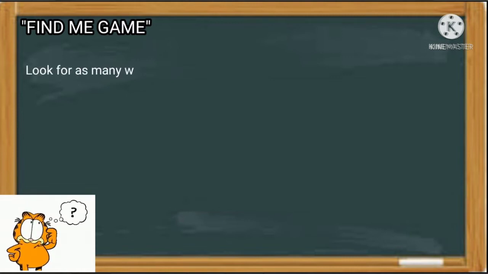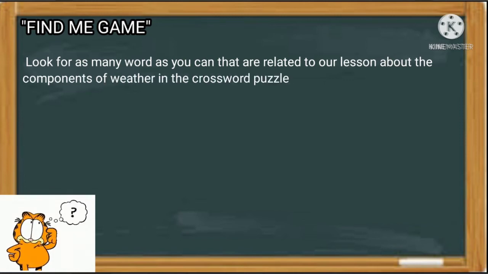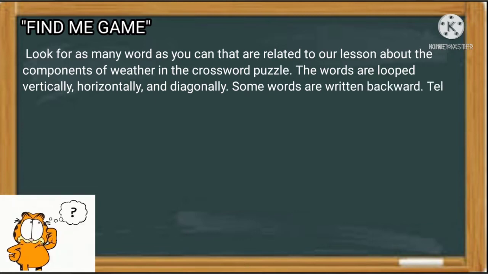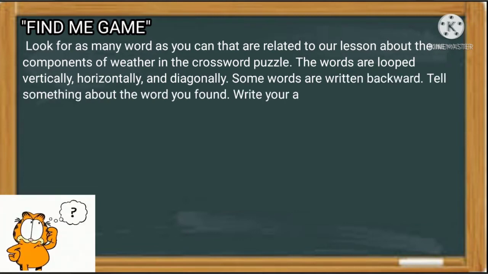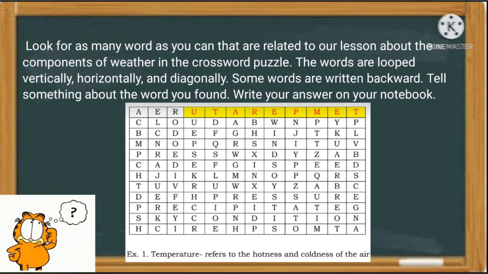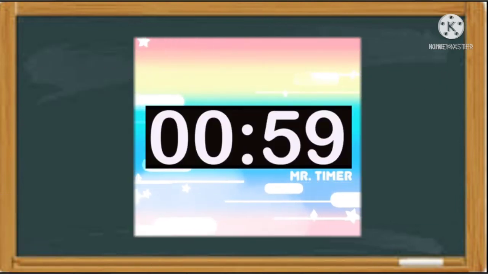Look for as many words as you can that are related to our lesson about the components of weather in the crossword puzzle. The words are looped vertically, horizontally, and diagonally. Some words are written backward. Tell something about the word you found. Write your answers on your notebook. The first one is done for you. Do your best, young scientist. Your timer starts now.